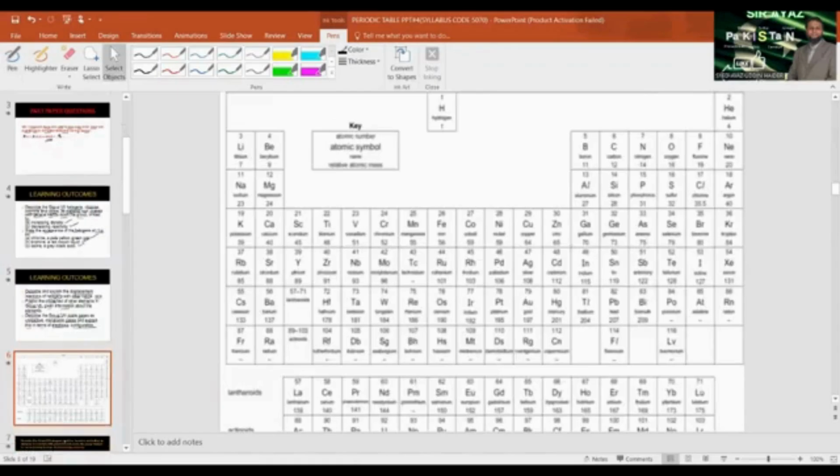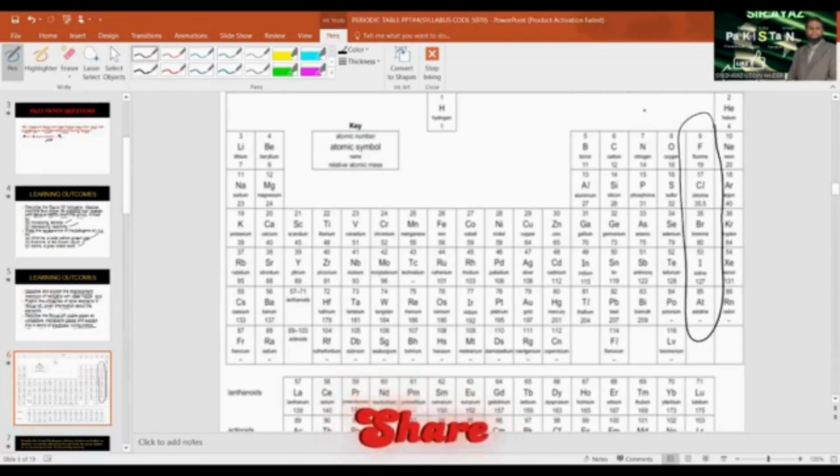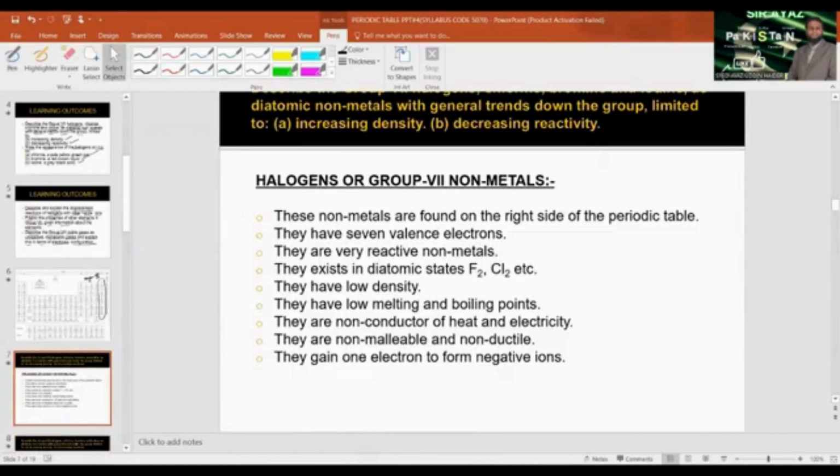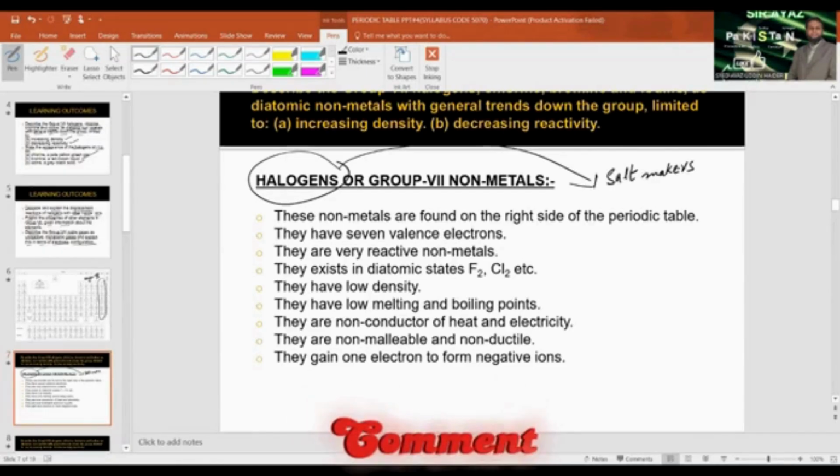So here's a periodic table. First of all, I'm going to show you the halogens. These are the halogens in the periodic table or group 7. Now halogens, what does the word halogen mean? It means salt maker. Halo means salt, gen means maker. Salt makers, because they all form salt when reacted with metals.